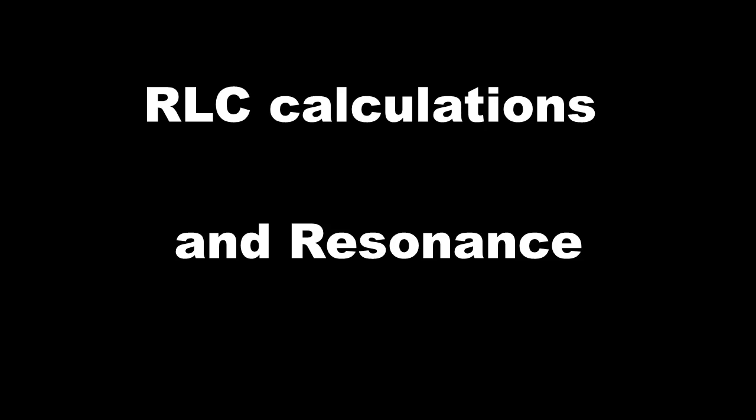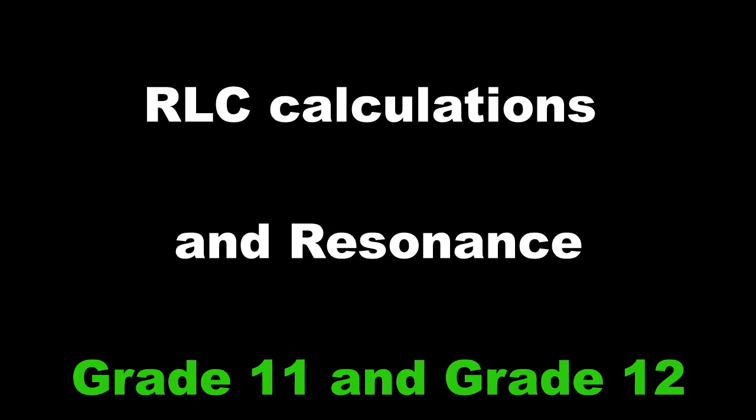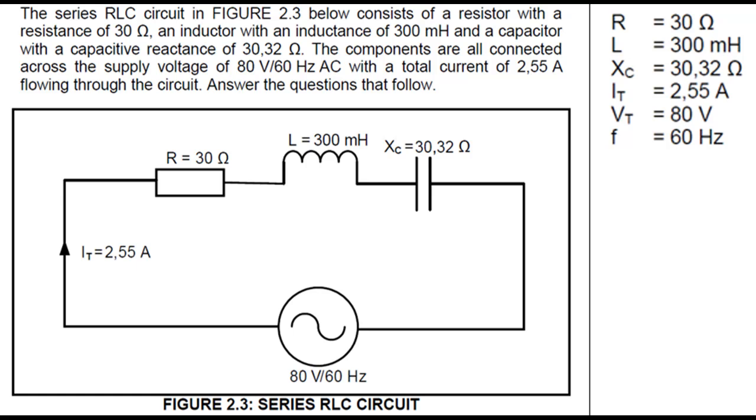In this video, we are looking at RLC calculations for both grade 11 and grade 12 electrical power systems. So here's the circuit given. We have the resistance R equal to 30 ohms, L equal to 300 millihenries, and XC equal to 30,32 ohms. So do note that the capacitive reactance is given in this video. So in this question, XC is given.